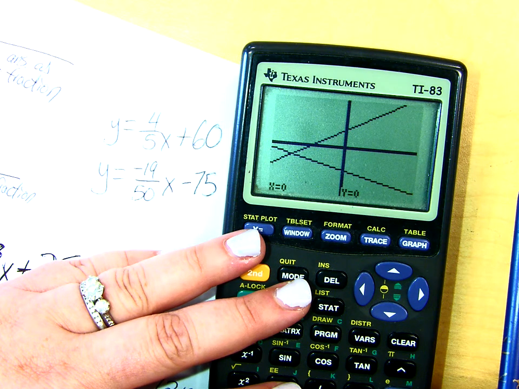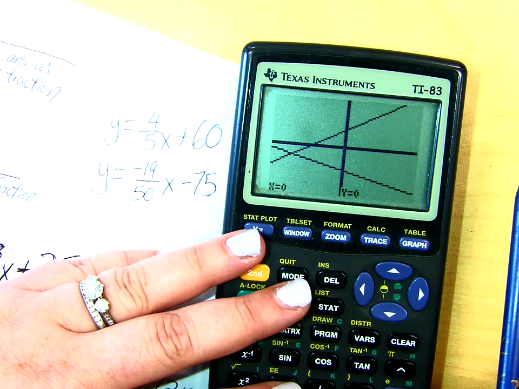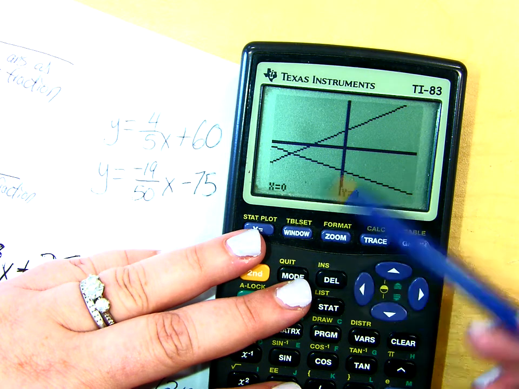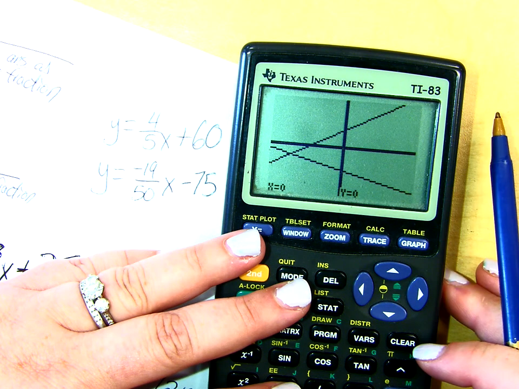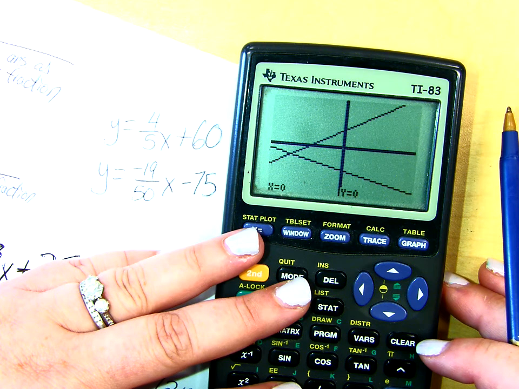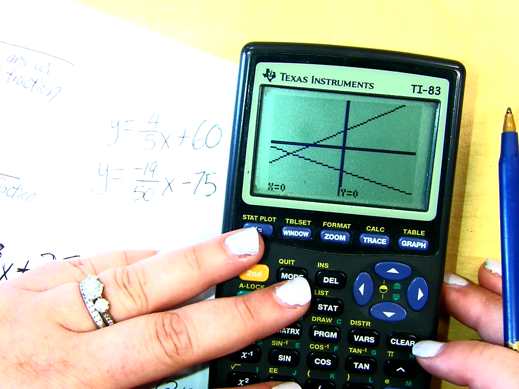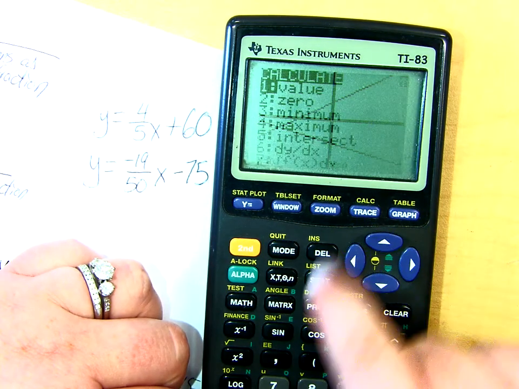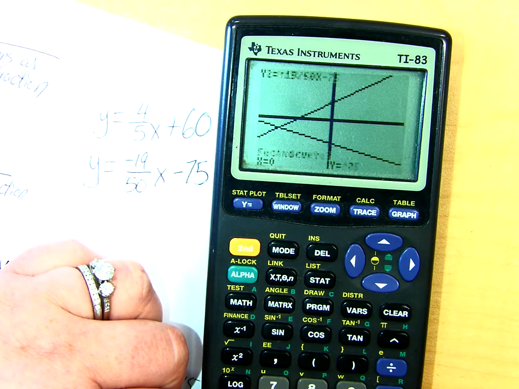I'm confused. What do we do after we hit graph? Can you see both lines? Yeah. Then find the intersection. Once you have your two graphs, you just hit second, the calc menu, choice 5, enter, enter, enter.